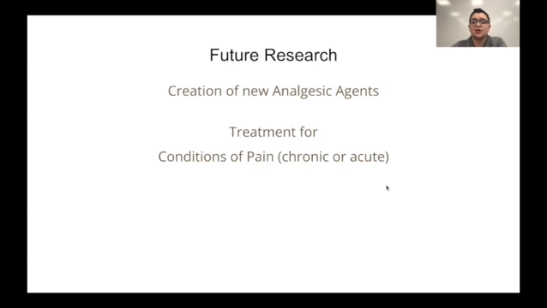We're also excited for applications this pathway can hold in understanding how to treat conditions of acute and chronic pain. We are pleased with the results of our study and cannot wait for future applications.